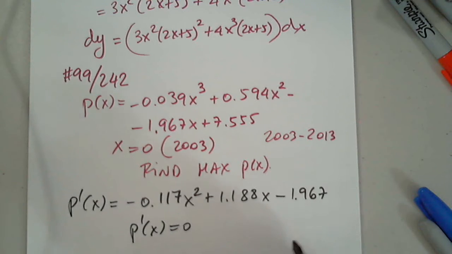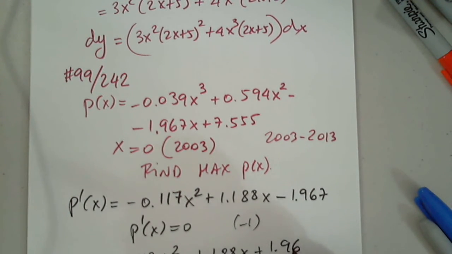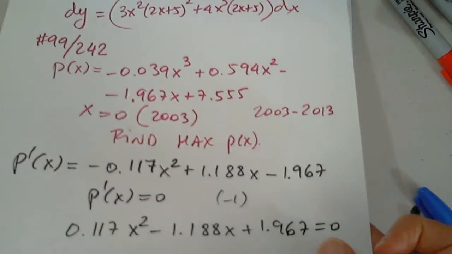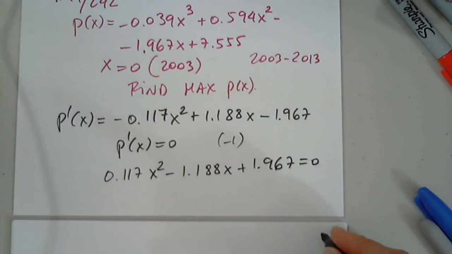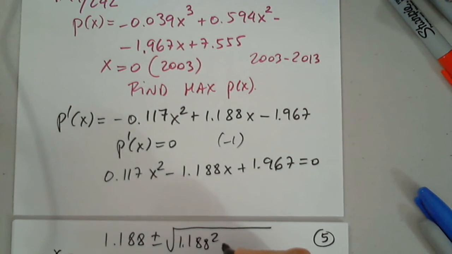This is a mess. I will also multiply both sides by negative 1. 0.117x^2 minus 1.188x plus 1.967 equals 0. And now, of course, I have to use the quadratic formula. So 1.188 plus or minus the square root of this, minus 4 times 0.117 times 1.967, divided by 2a, 2 times 0.117.